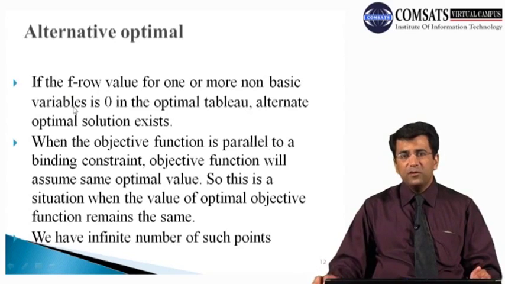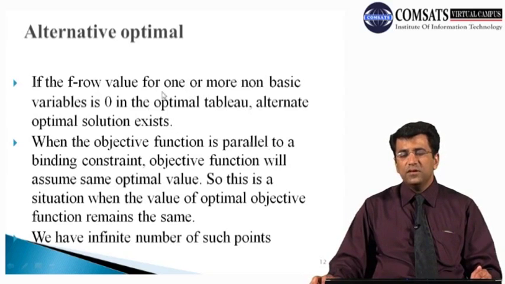اور اس میں جب ہم ٹیبل بنا رہے ہوتے ہیں how we should have the idea that we may have this problem of alternative optimal: if the f row value for one or more non-basic variables is 0 in the optimal tableau, alternative optimal solution exists. Now again class, جو آپ کے پاس f row کی ویلیو ہوتی ہے, that is your actually objective function row, that is sometimes the last row of the table.